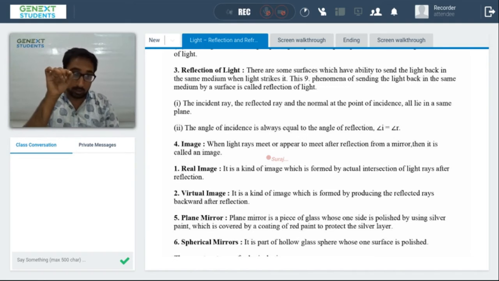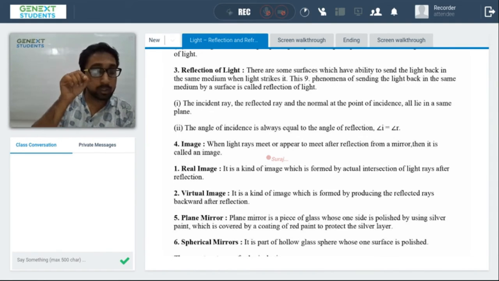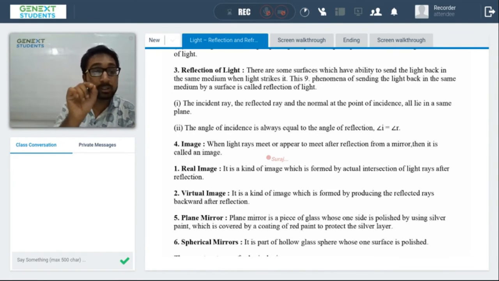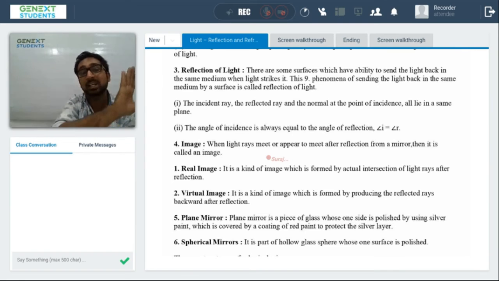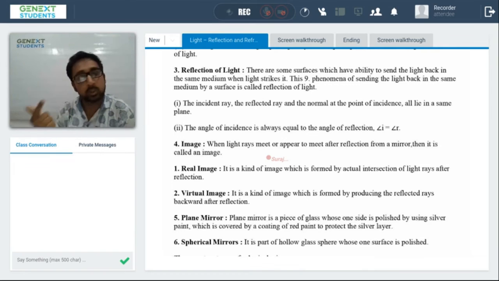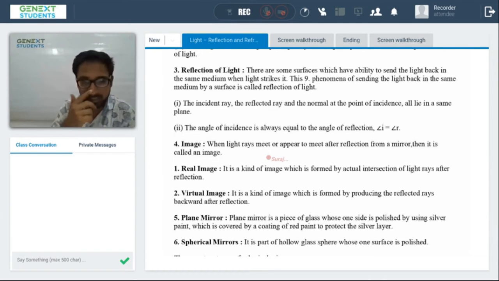where they are incident, where the light is coming and getting reflected, at that point all three are in the same plane. That is the first law. Second law: the angle of incidence is always equal to the angle of reflection. That is a basic law we know.